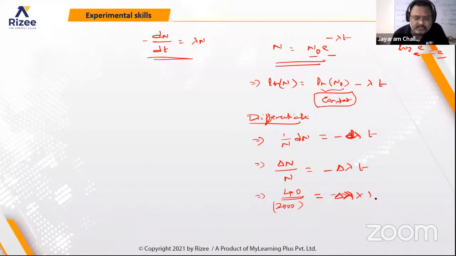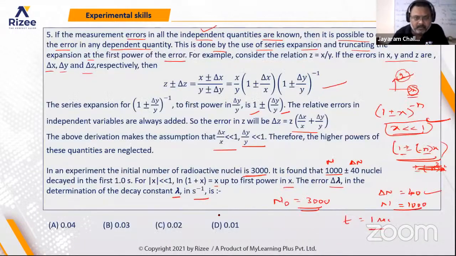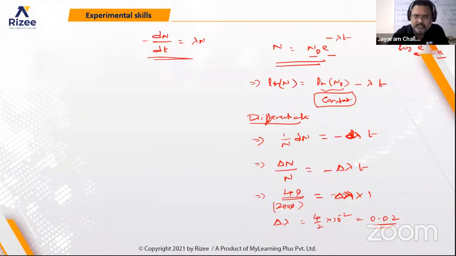Now just substitute all the values. Then delta lambda will be equal to, this goes off over here, 4 by 2 into 10 to the power of minus 2, or it is 0.02. This should be your delta lambda. It is at the third place, right? C will be your option.